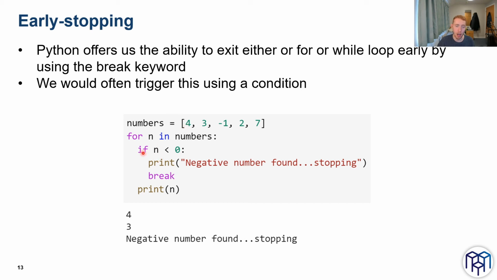And so we're going to run through. We have 4. This is not less than 0, so we carry on and print out n. We go to the next iteration, 3, we print out 3. We then have -1. This triggers this condition. We print out a negative number was found, and we break the loop. So we stop the whole loop, and we never get on to 2 and 7. And so we're left with just this output here.